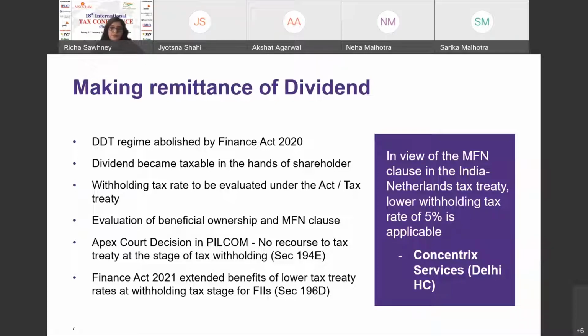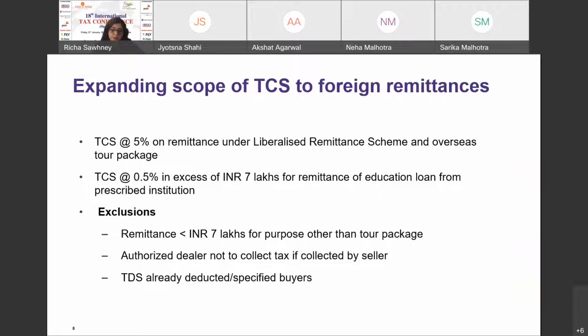One interesting development that happened was the overlap of the TDS and the TCS provisions, which we have witnessed over the last 1 year. In this case, the scope of TCS was expanded to the foreign remittances, that is the LRS scheme. TCS of 5% on remittance under the liberalized scheme became applicable. This impacted remittances being made for maintenance of students, for medical treatment, and several other important things which are regularly taken benefit of by many taxpayers. What in practical terms it meant was an increase in turnaround time for making these remittances.